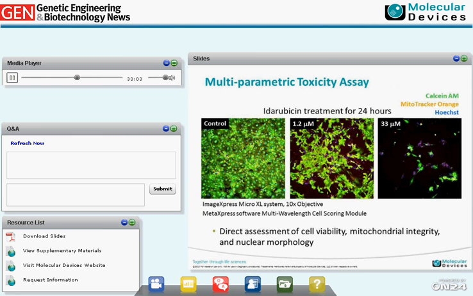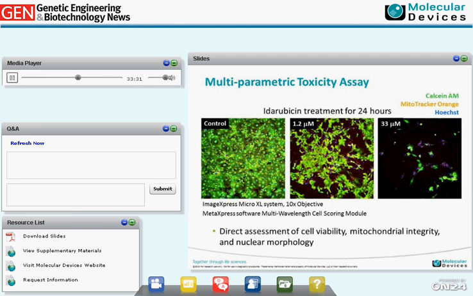A second type of assay is looking for longer-term toxicity effects. Here we're doing a multi-parametric toxicity assay, and this can be used for cells treated for 24, 48, 72 hours, or even longer. This is using 3 different stains. We're using calcein AM to look for cell viability. We're looking at MitoTracker Orange to look at mitochondrial integrity, and Hoechst for nuclear stain to look for nuclear morphology.